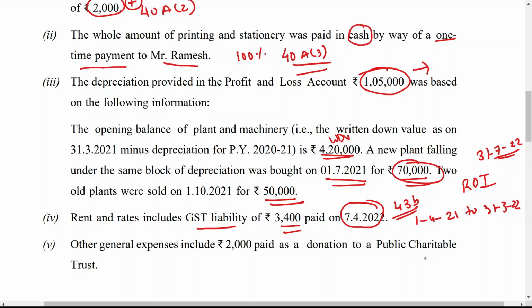Now this is not allowed because this deduction is available under some other section. So in PGBP, this type of expenditure is not there because it is not related to the business.